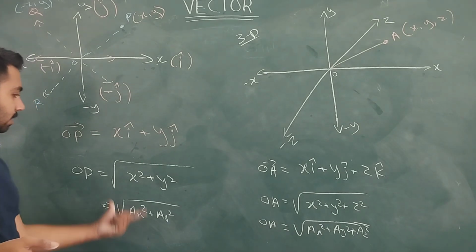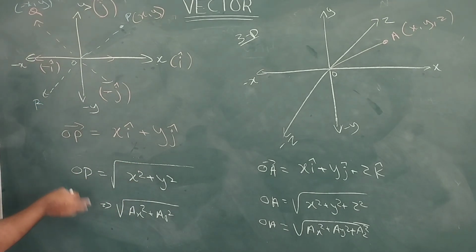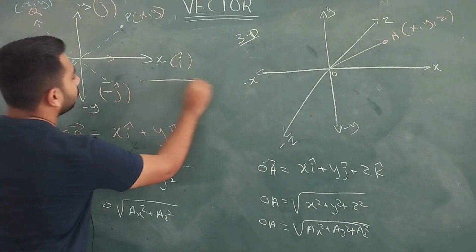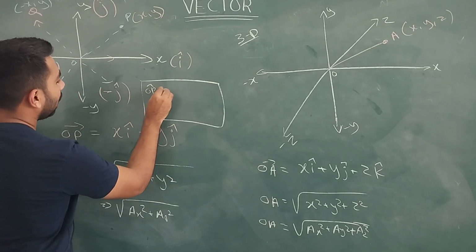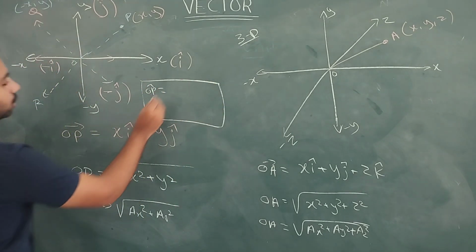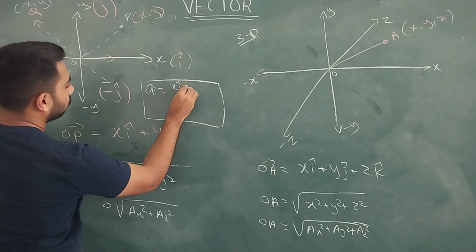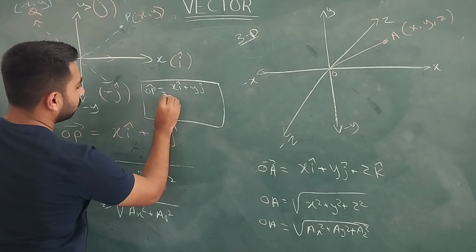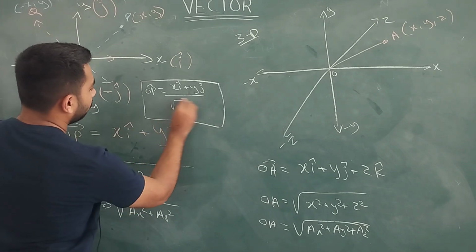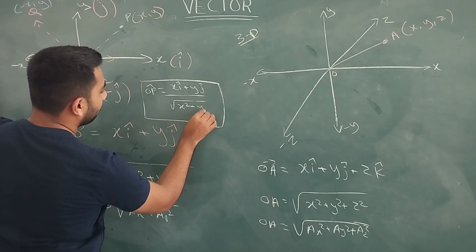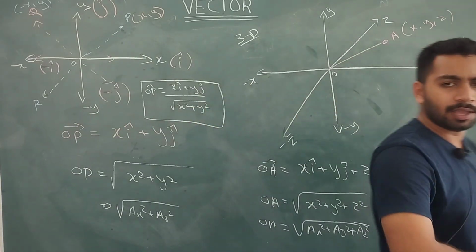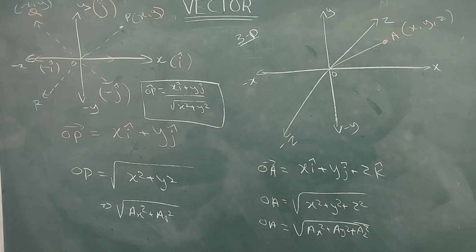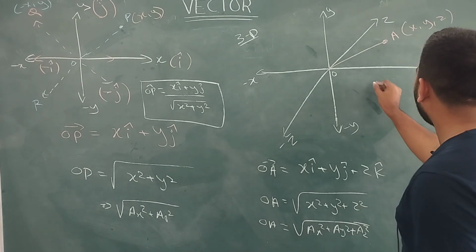Now, if you write this unit vector, both unit vectors, how can I write the unit vector of this? Unit vector of this is OP cap. First, the unit vector we know: first the direction, divided by the magnitude. Similarly for here also. Sir, why again writing? Arey, we have to write.